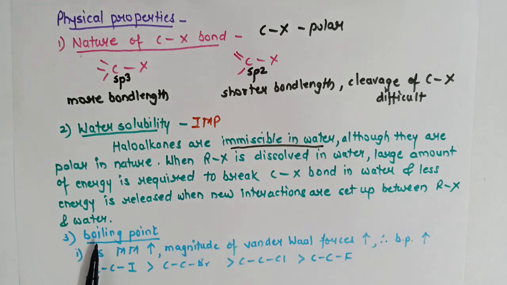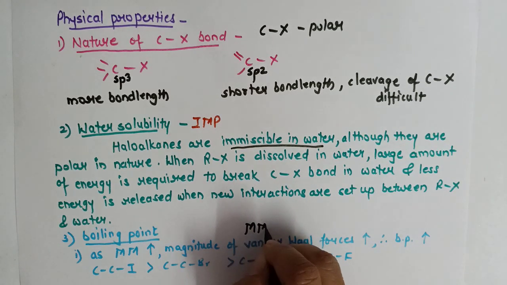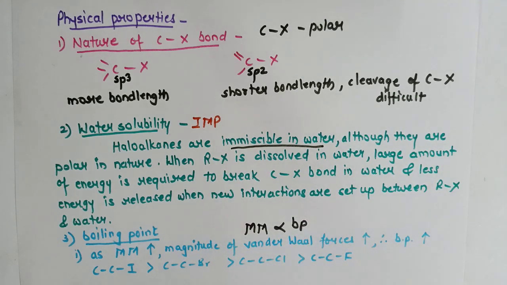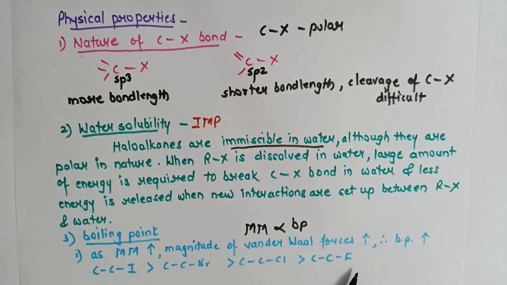Moving on to boiling point. There are two cases. First is molecular mass. As the molecular mass increases, we have studied in 11th class that the magnitude of van der Waals force increases and therefore boiling point also increases. In other words, molecular mass is directly proportional to boiling point. For example, iodoethane will have the largest molecular mass compared to all halogen derivatives of ethane, and therefore its boiling point will be highest as compared to bromoethane, chloroethane, or fluoroethane.